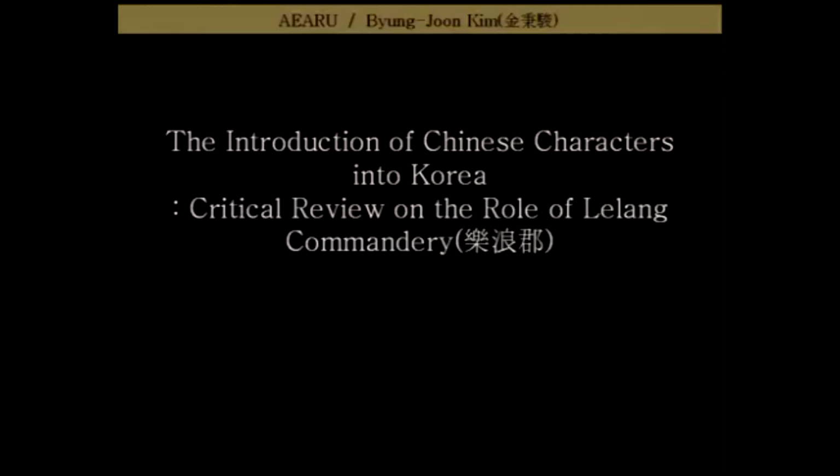The title that I would like to present today is the introduction of Chinese characters into Korea. And the subtitle is The Critical Review on the Role of Lelang Commandery in Japanese pronunciation, AEARU.